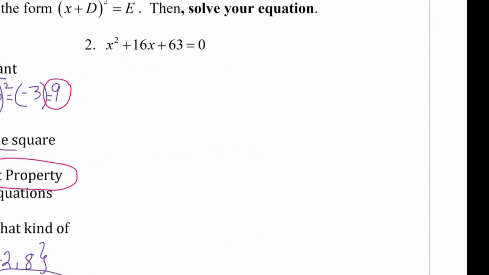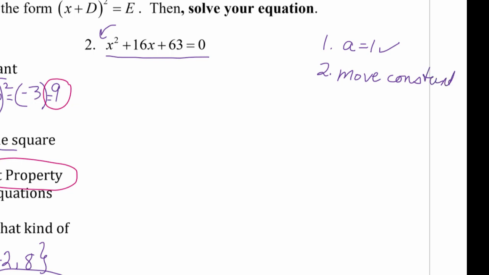Okay, number 2, we have x squared plus 16x plus 63 equals 0. Okay, step 1. Check for a. A equals 1. Check. Okay. Step 2. Move the constant.